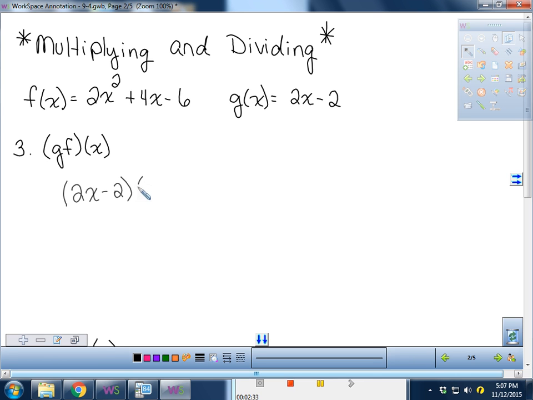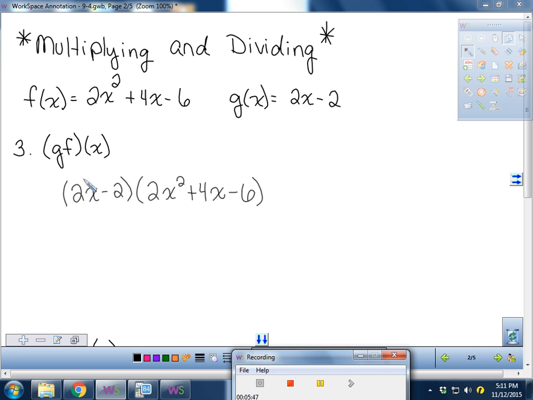All right, f of x is 2x squared plus 4x minus 6. Now all I have to do is multiply those. So I've got to take this 2x, I'll use a color for that, 2x times the first thing. So 2x times 2x squared, that would be 4x to the third. 2x times the next thing, so 2x times 4x, that would be 8x squared.